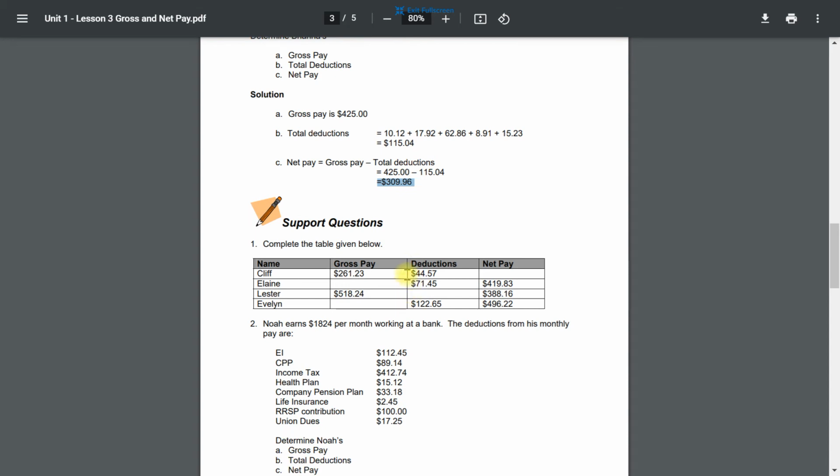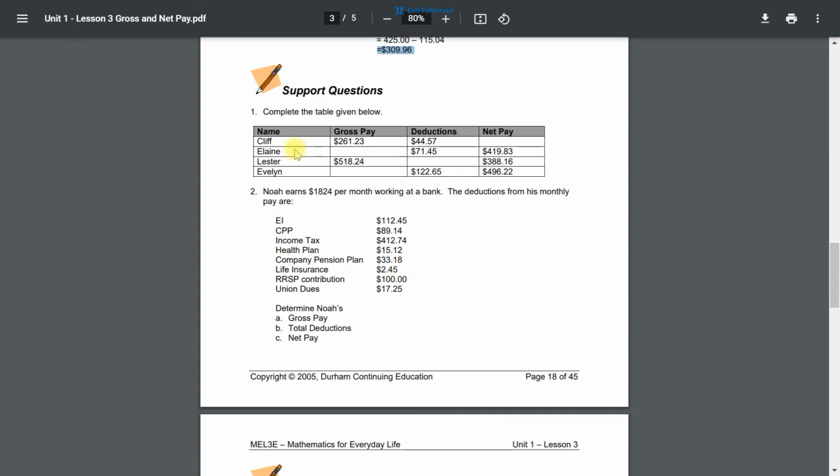Okay, so there you guys go. So let's try these support questions here. So we have the same idea, but we're dealing with 4 people. They've just done 4 different people. Each has a gross, deductions, and net pay. So remember, net pay is equal to gross pay minus deductions.